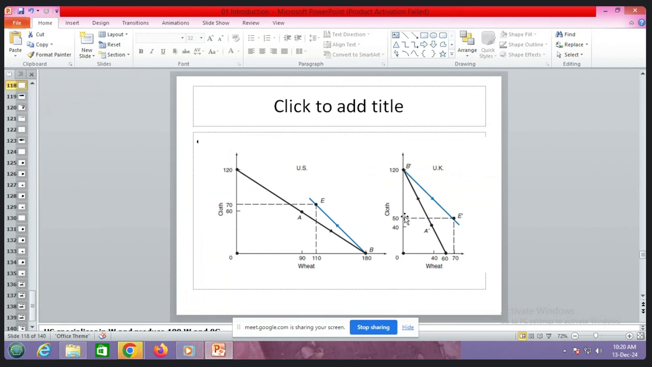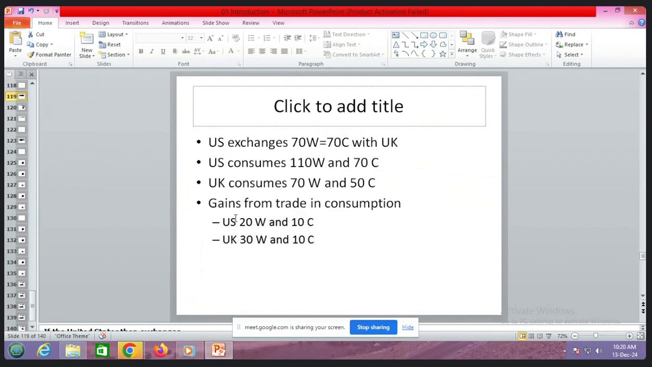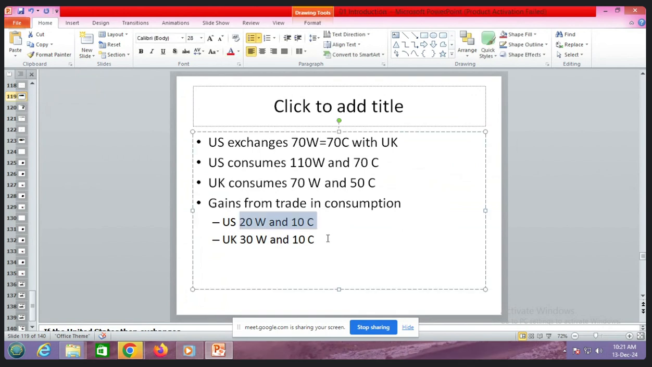Similarly, for cloth, consumption before trade was 40. After trade, consumers in the UK are consuming 50. So the additional gain is 10. So in the US, 20 wheat and 10 cloth is the gain of consumption, and 30 wheat and 10 cloth is the gain of consumption in the UK.